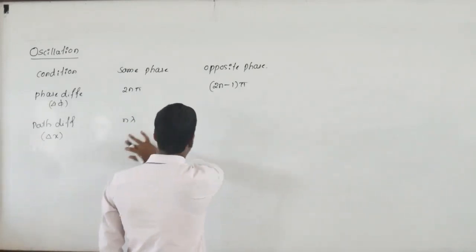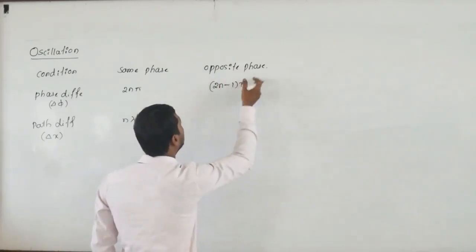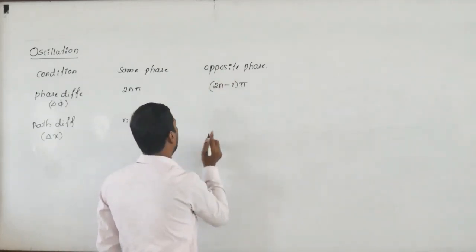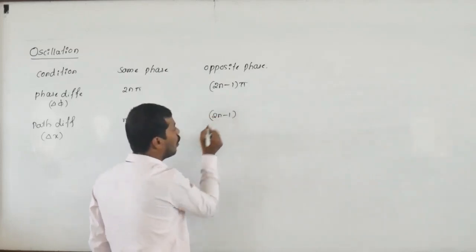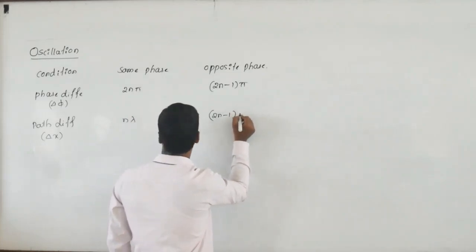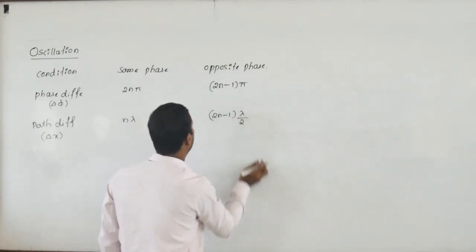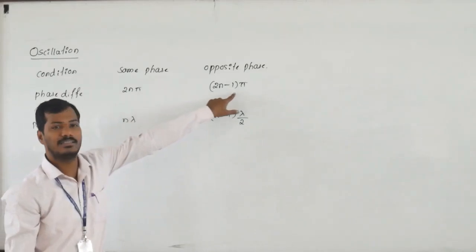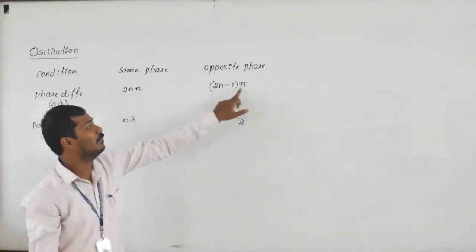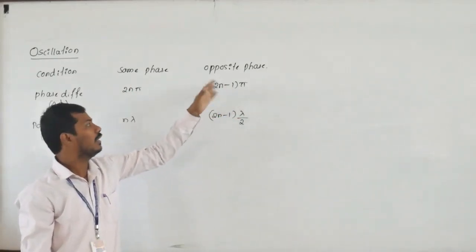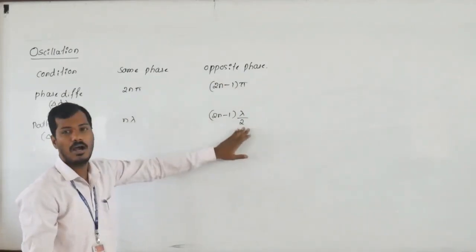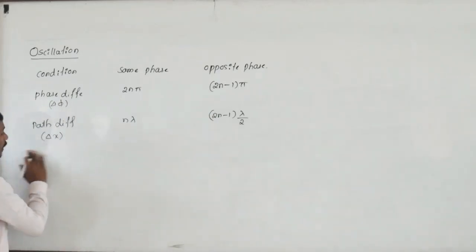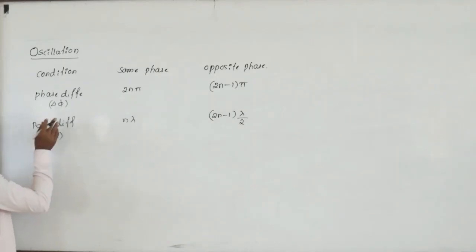Okay. Then what is the path difference in opposite phase? That becomes an odd integral multiple of lambda by 2, half of that. Here it is 2n, and lambda is the complete full wavelength; this becomes half wavelength. Then the phase difference and path difference are both done.